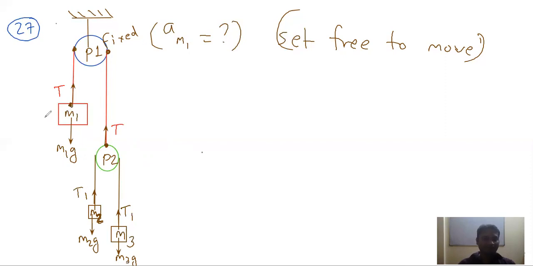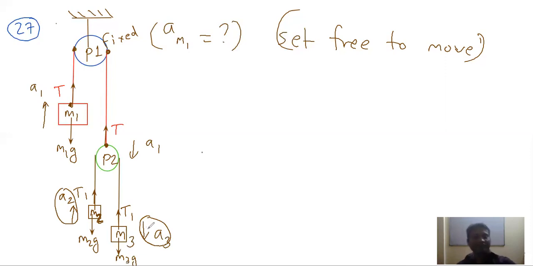Now, for mass M1, we have assumed the acceleration is A1 in the upward direction. So pulley P2 has acceleration A1 in the downward direction. Now for M2 and M3, let us consider M3 as heavy, and its acceleration, let us say, is A3, and the acceleration of M2 is A2. So let us find the relation between A1, A2 and A3. Let us use the string constraint method for the brown string. Let us consider this length as L1 and this length as L2.